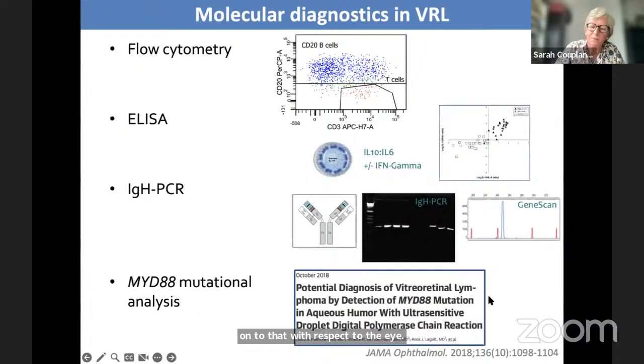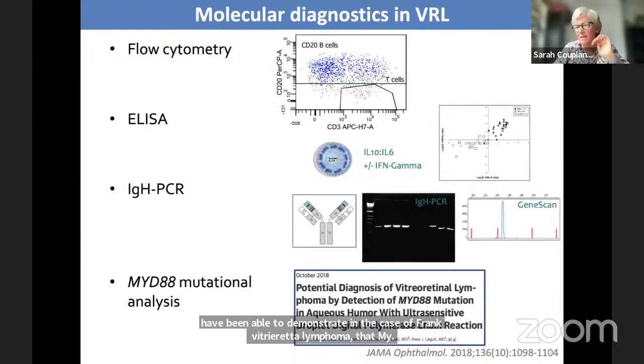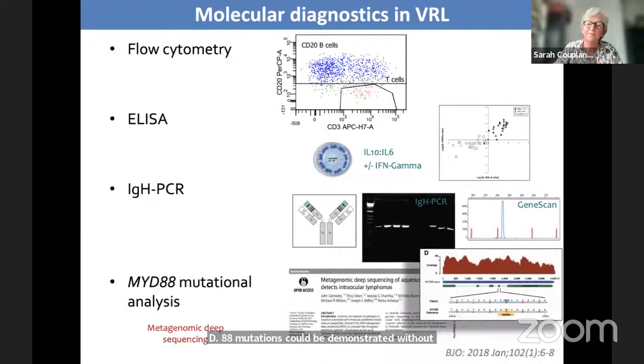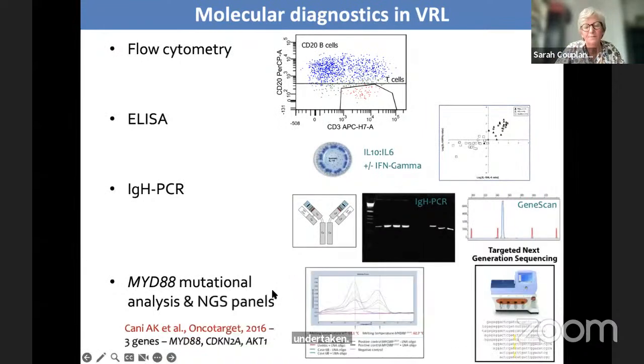So there are some centers, perhaps more in a research arena, using differing techniques, such as ultrasensitive droplet digital PCR, where they looked at the aqueous only and were able to demonstrate, in cases of frank vitreoretinal lymphoma, that MYD88 mutations could be demonstrated without any accompanying cytological analysis. There are other centers, such as in the US, where metagenomic deep sequencing of the aqueous has also been undertaken, looking specifically for the MYD88 mutation.